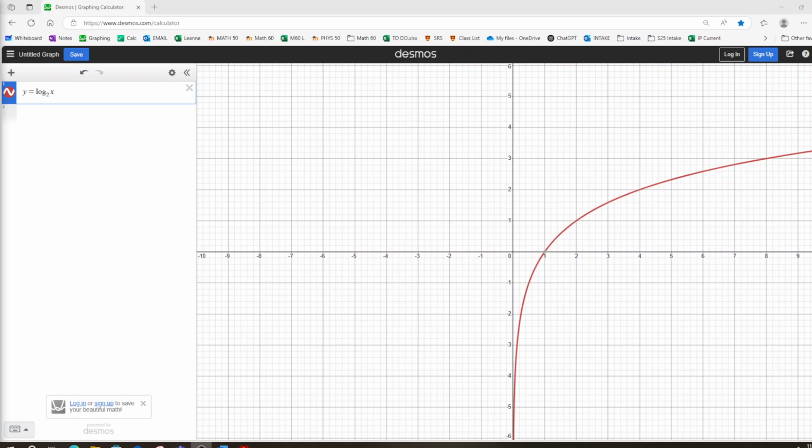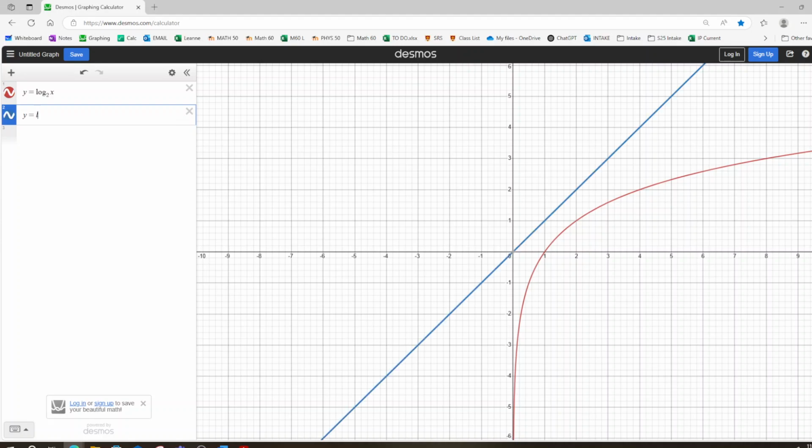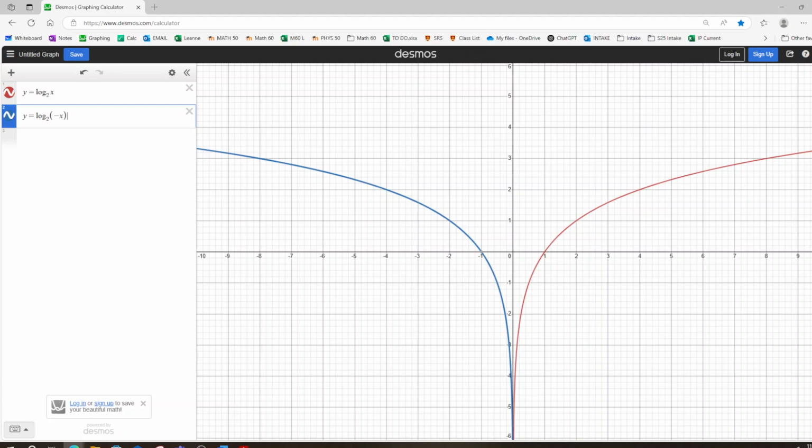What I'm saying for my transformations is the first thing it's going to do is reflect the x values over the y-axis. So I'm going to have y equals log base 2 of negative x. And that's going to be a reflection. And then I'm going to move it right 3. So my next line will say y equals log base 2 of negative bracket x minus 3.